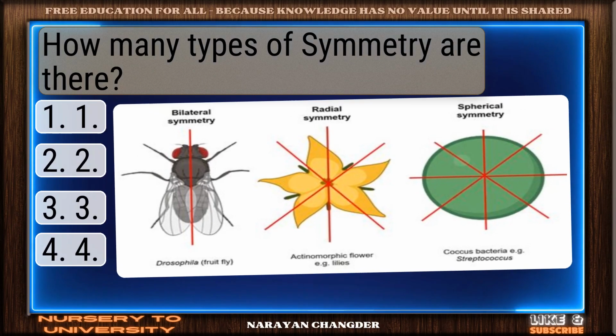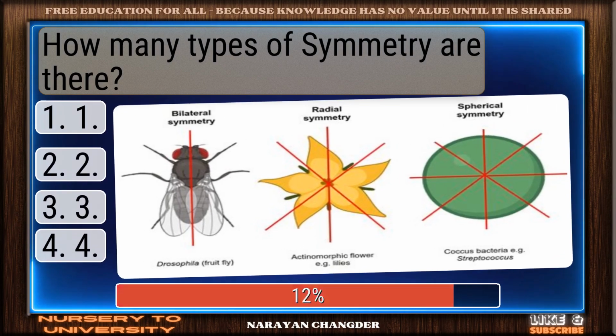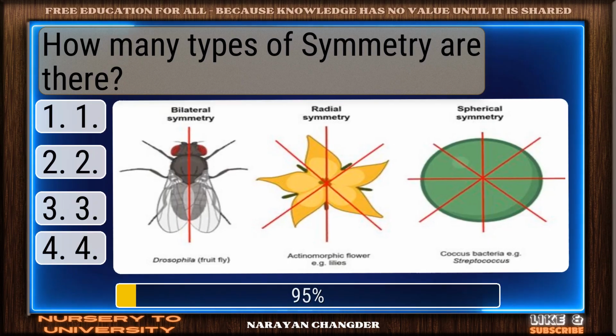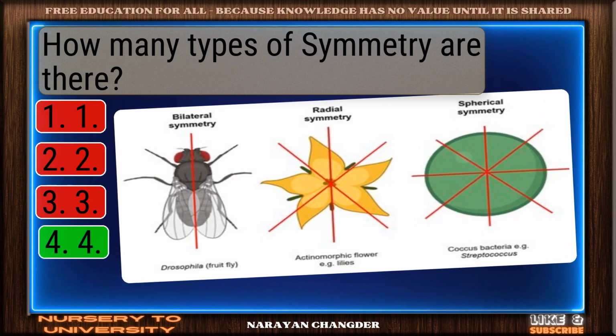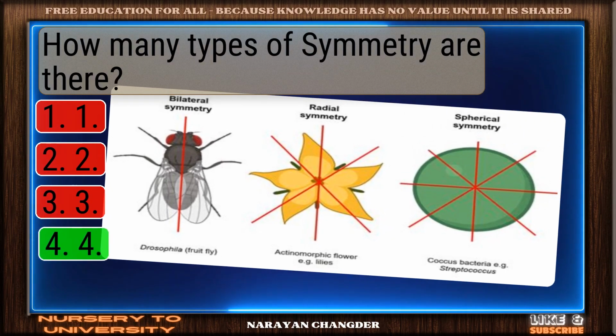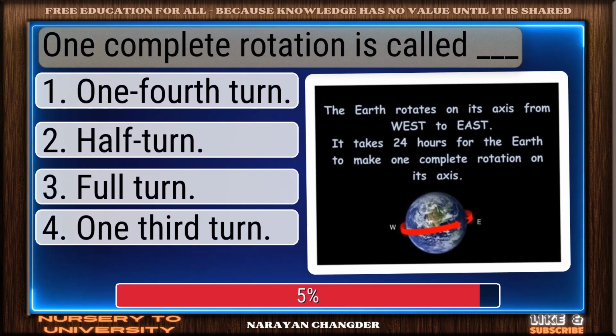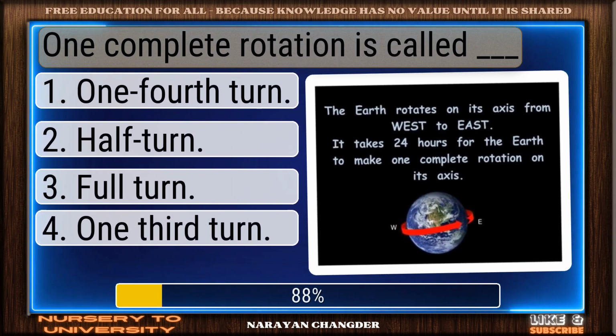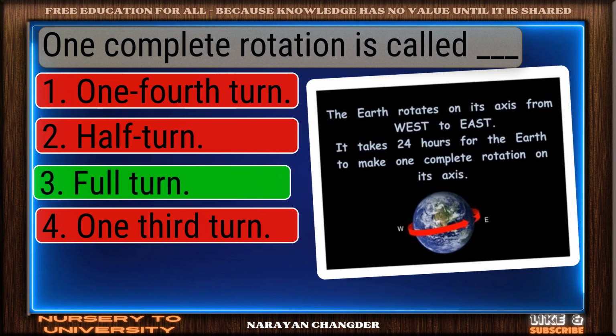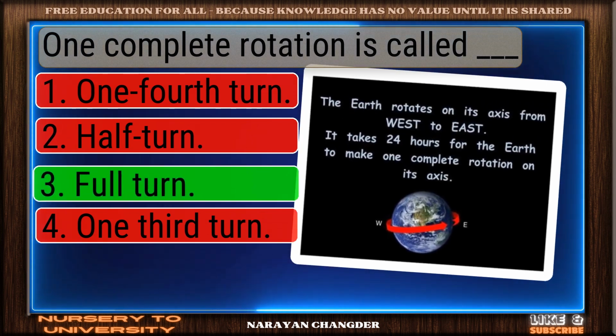How many types of symmetry are there? Clear logic. Your choice 4 is sound and 100% true. One complete rotation is called dash. You got it. Your choice full turn is right.